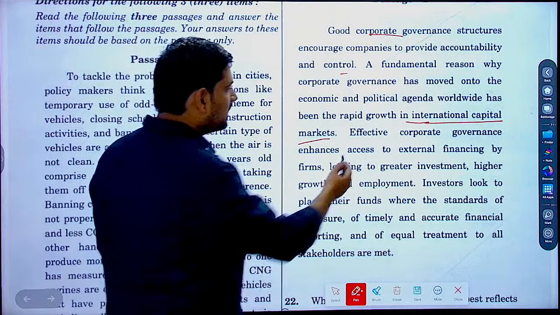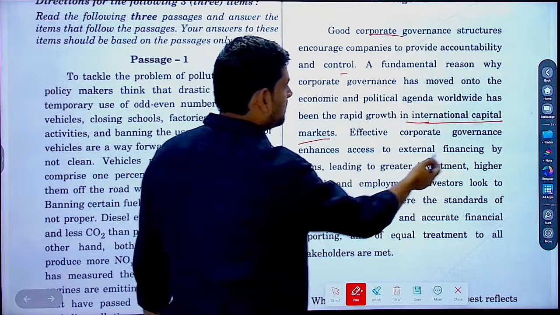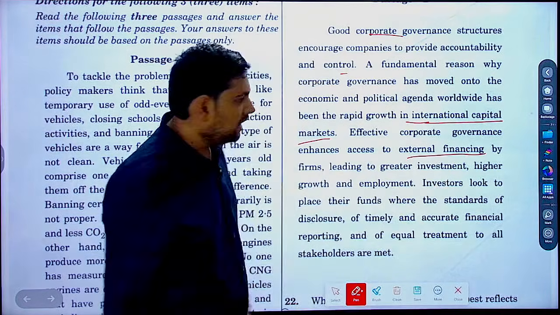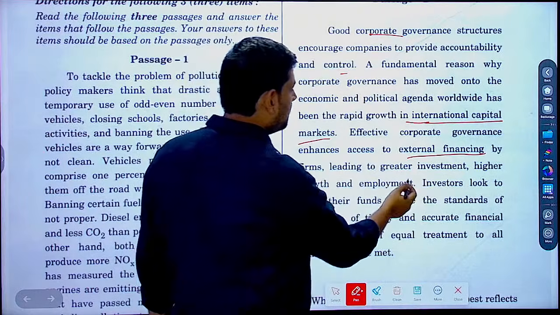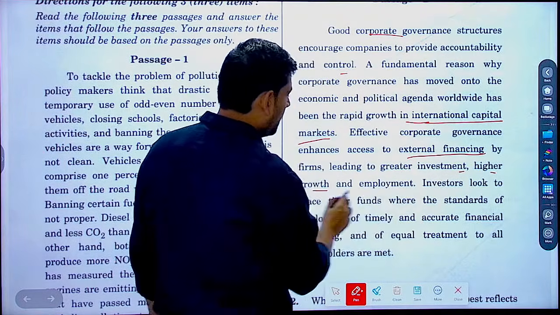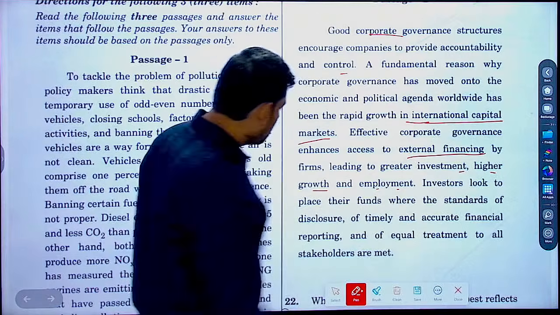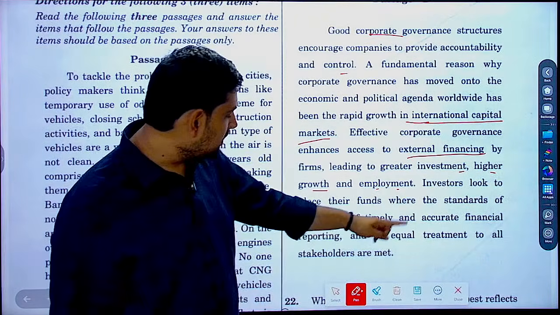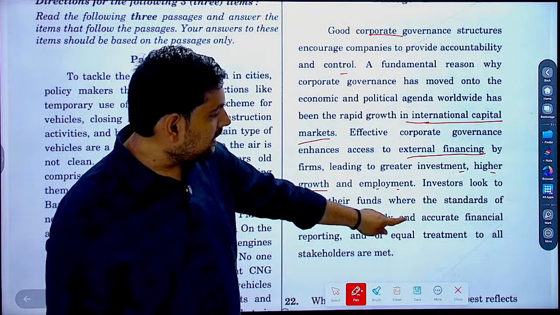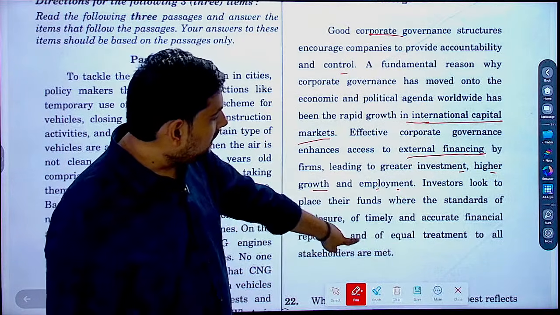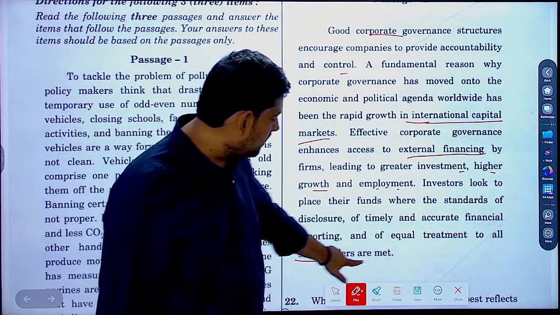Then effective corporate governance enhances access to external financing by firms, leading to greater investment, higher growth and employment. Then investors look to place their funds where the standards of disclosure, of timely and accurate financial reporting, and of equal treatment to all stakeholders are met.